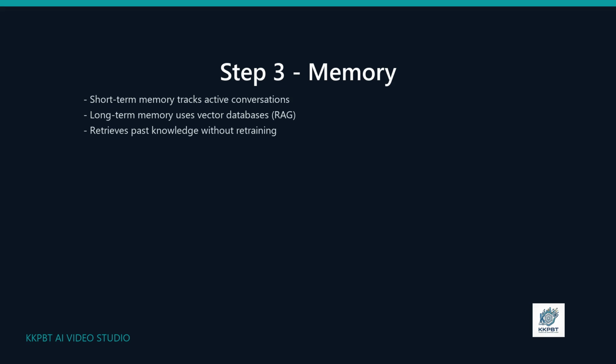Step 3 is memory. An agent needs memory to stay smart. Short-term memory keeps track of the current chat conversation. Long-term memory helps the agent look up past information and external knowledge stored in vector databases using techniques like retrieval augmented generation, or RAG. This keeps the agent context-aware without needing to retrain the underlying model.